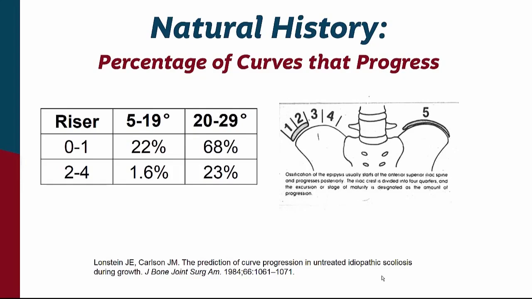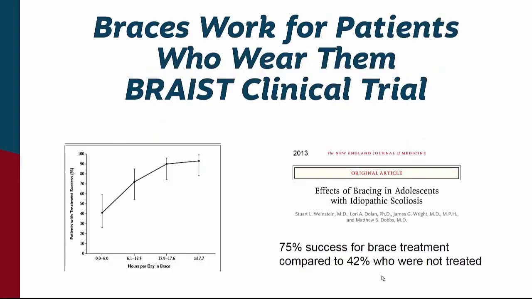The Risser is a surrogate marker for maturity by measuring the ossification of the epiphysis of the iliac crest as it ossifies lateral to medial. There are issues with this as well, and it's been shown that the Risser is a little less accurate. Often centers use the Sanders hand X-ray now or other measures to try to get a better approximation.